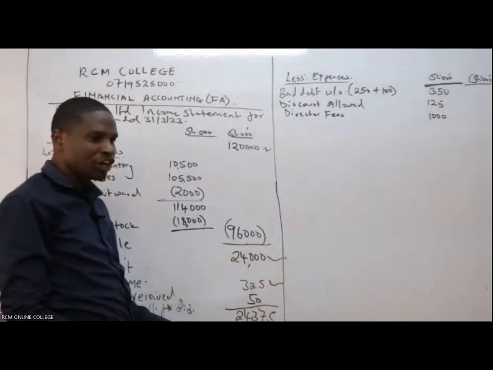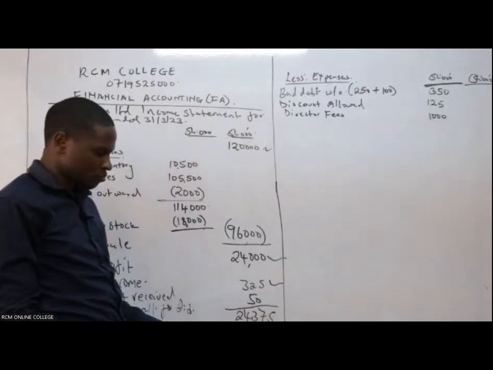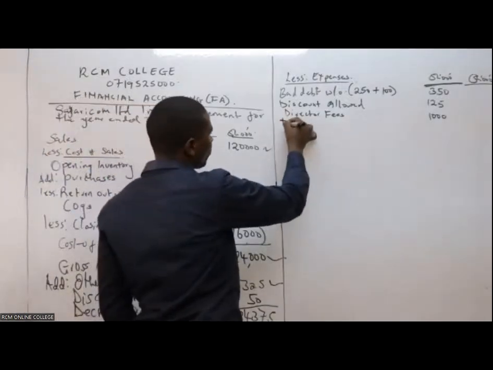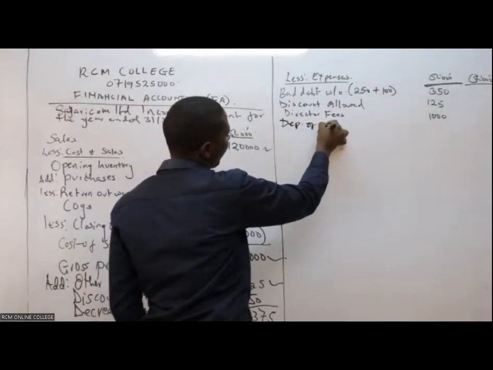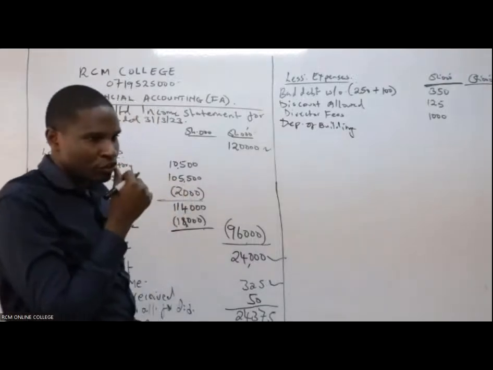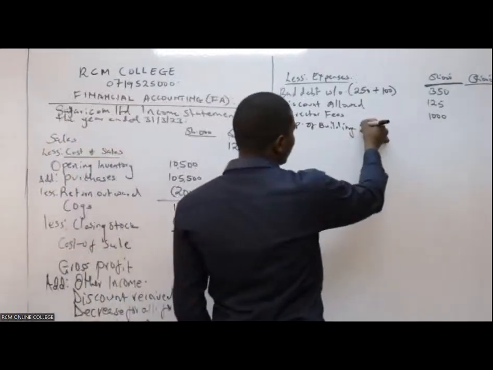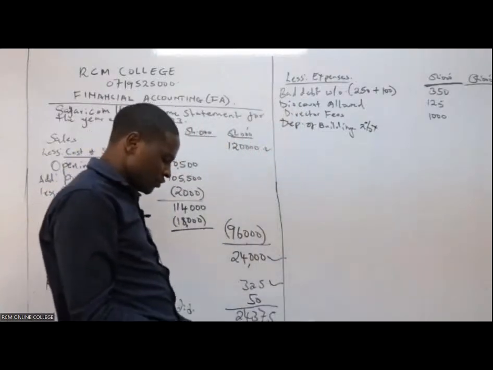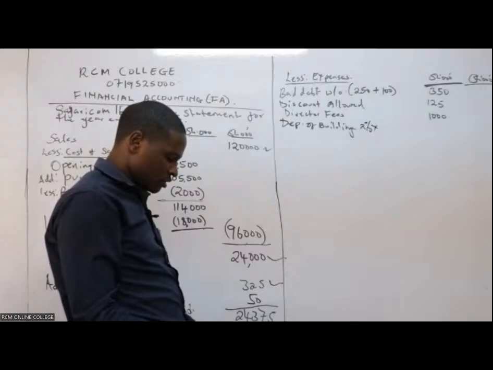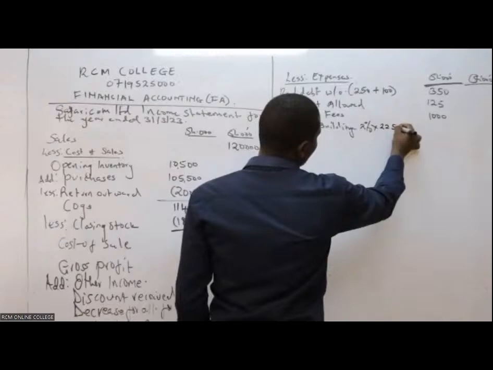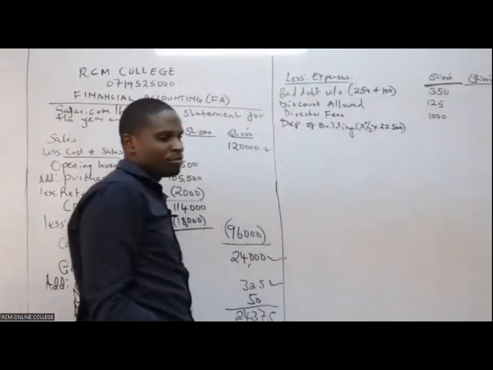Now we can check the depreciations. Maybe you can start with the depreciation of what? Depreciation of building. If you look at the additional information, we are told that the building depreciation rate is 2% at cost. The cost of our building is 22,500. So give me 2% of that.